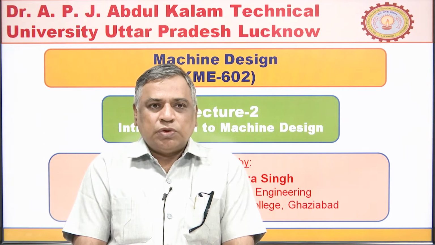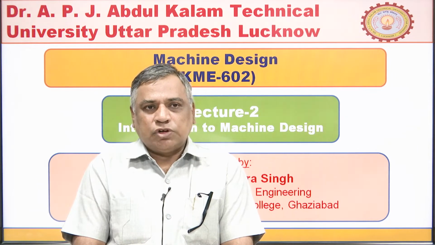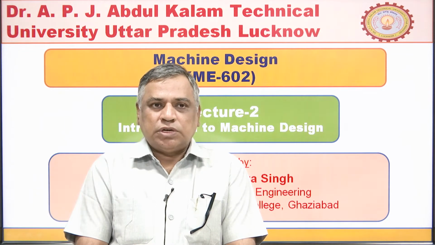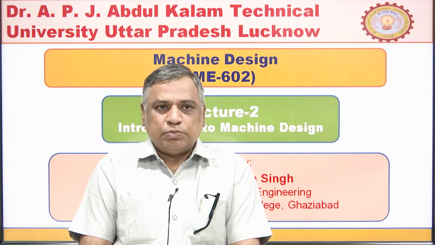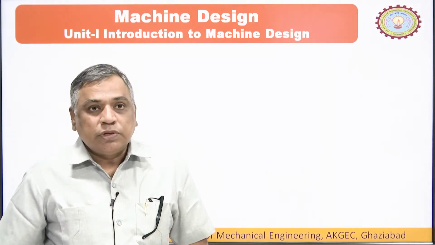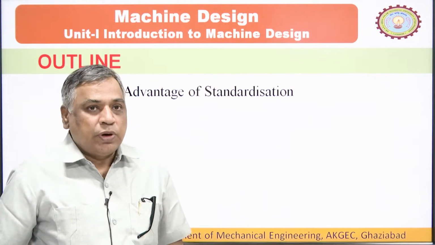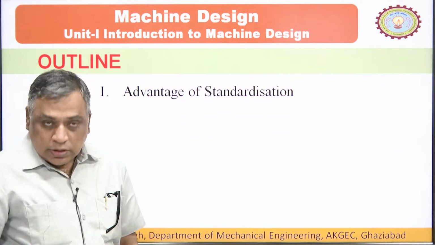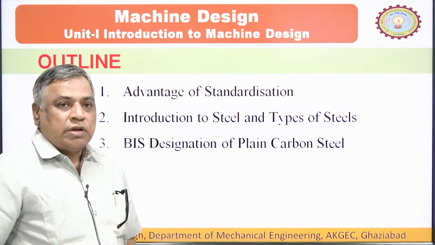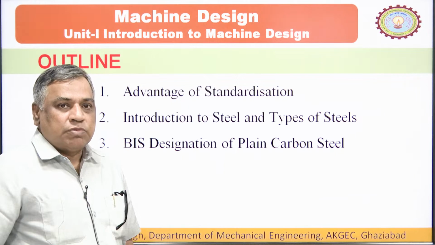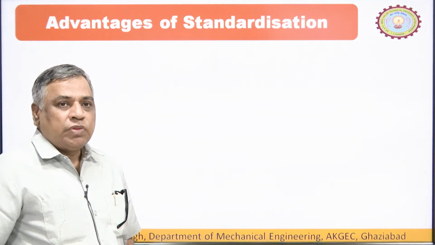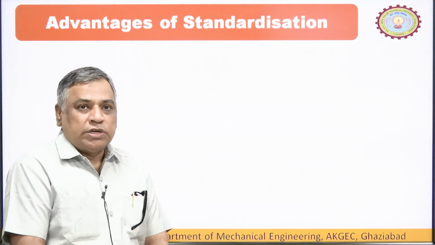Standards, we are aware, are a set of norms we form to obtain uniformity in the efficiency, effectiveness and reliability of any design product. Here we are moving to the second lecture. In the second lecture, the outline is the advantages of standardization. Then we will discuss the introduction to steel and types of steel, and then the BIS designation system of plain carbon steel. Then we will discuss the BIS designation of alloy steel.